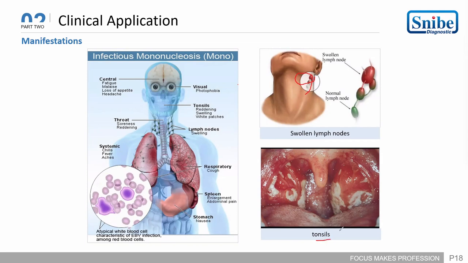Tonsillitis is also a condition, in which typical white blood cells are characteristic, which also shows the EBV infection among the blood cells as well. So these are the manifestations for the clinical findings of a patient who has an EBV infection with mononucleosis.